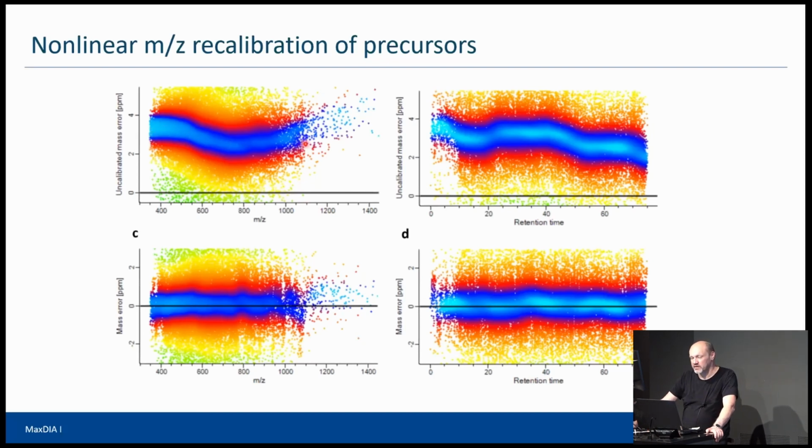this kind of nonlinear dependence of the mass error in ppm on the m over z of the peptide, and also if you plot it against retention time you also get this nonlinear dependence here. Then after applying the bootstrap workflow, you see that everything is centered around zero error, and the systematic dependencies are mostly gone. So it's doing what it's supposed to do, basically.